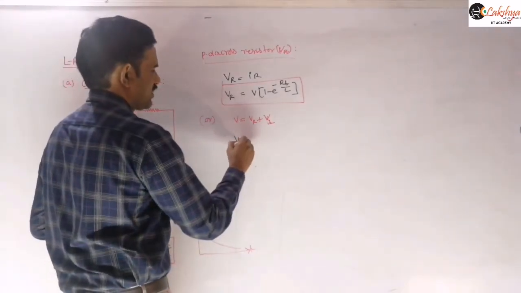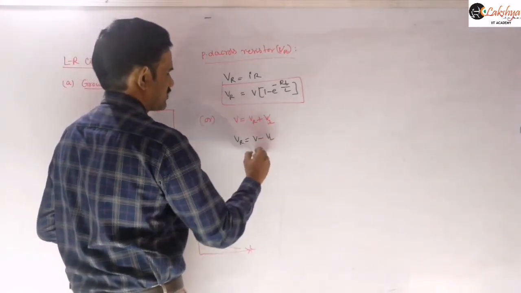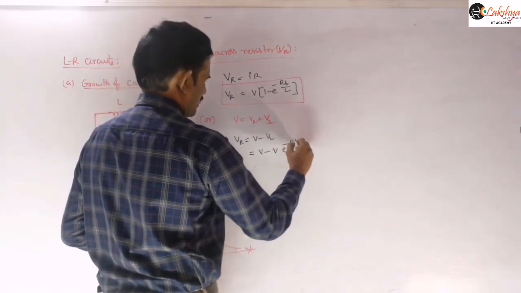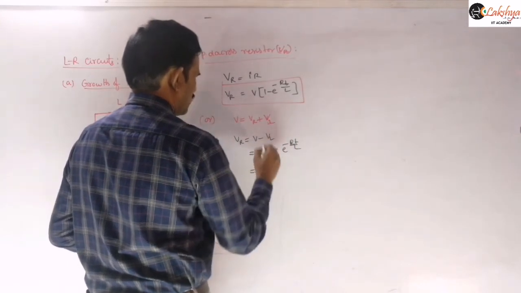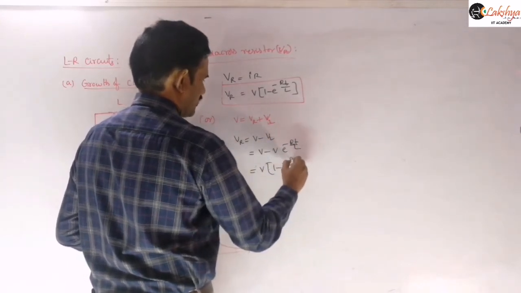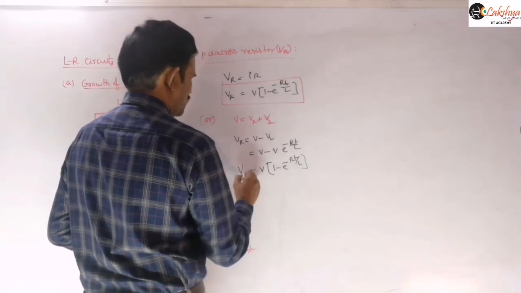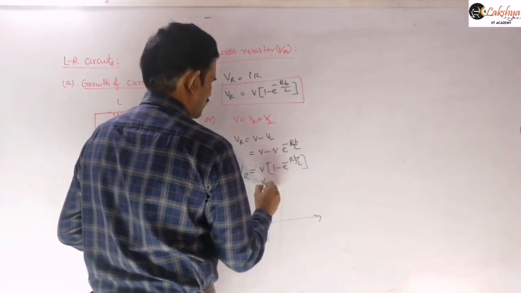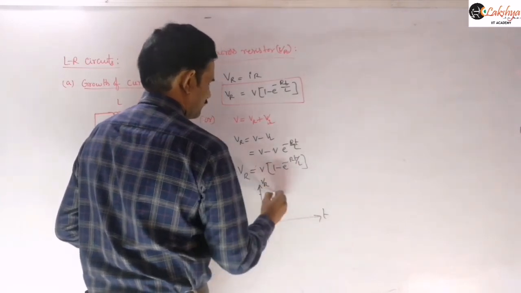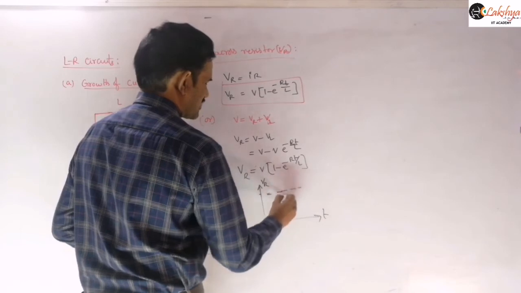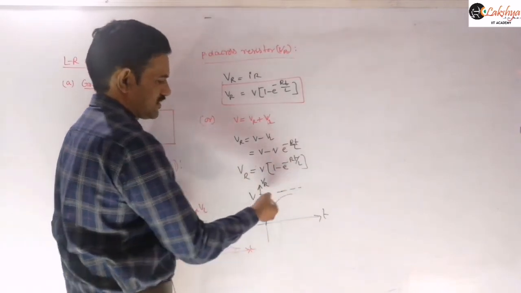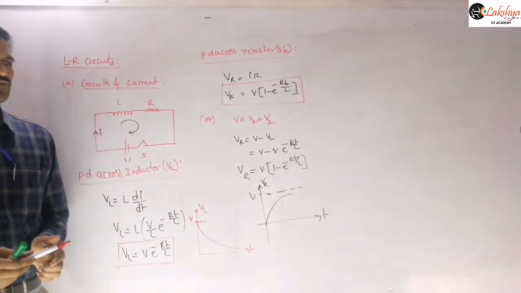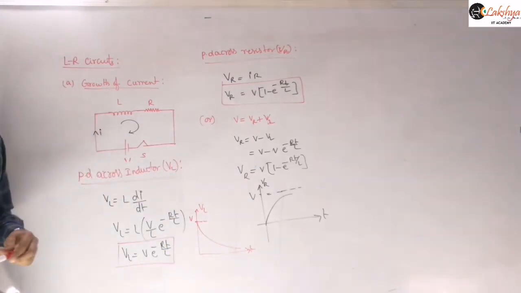Then from this, VR is equal to V minus VL. So V minus VL is nothing but V minus V into e power minus RT by L, which is what we mentioned there, V into 1 minus e power minus RT by L. So like this also you can derive it. Now this VR expression is a growth expression. Potential difference across the inductor goes on decreasing and across the resistance it goes on increasing. That is the potential difference equations.